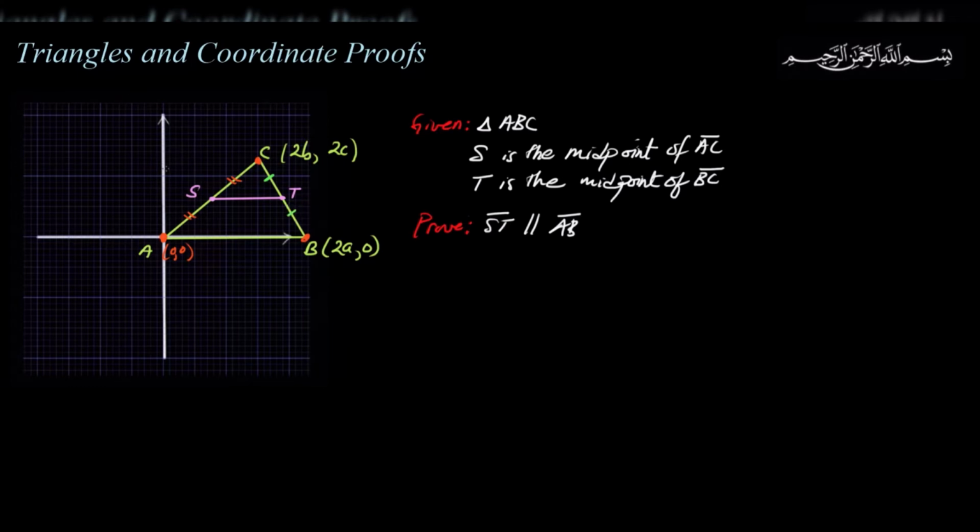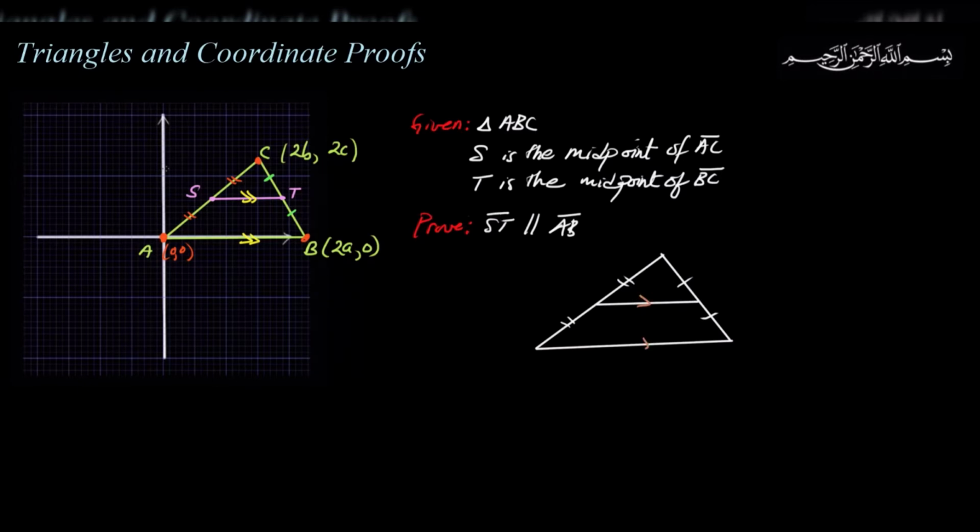Now we're asked to prove that ST is parallel to AB. We are asked to prove that this ST is parallel. So we're asked to prove that ST is parallel to AB. Now, if this was a purely geometry problem without the Cartesian plane, we would have a triangle like this, and we have a segment like this, and we are told that those were midpoints like that, and we would be asked to prove that these two are parallel.